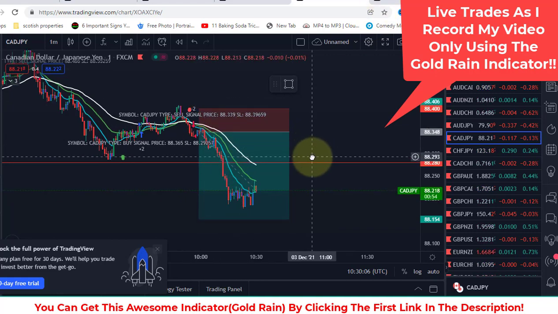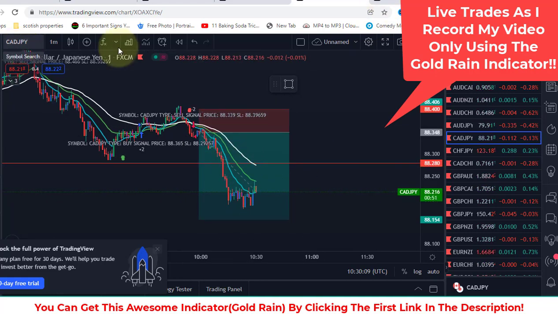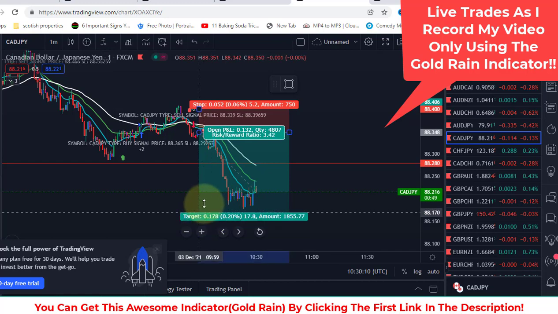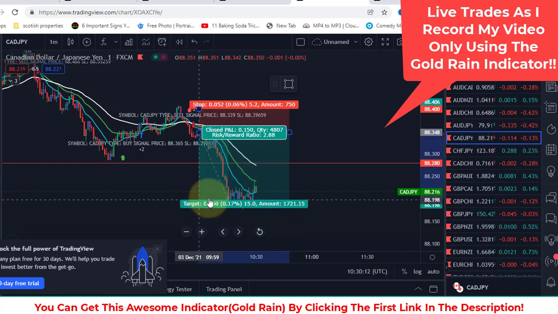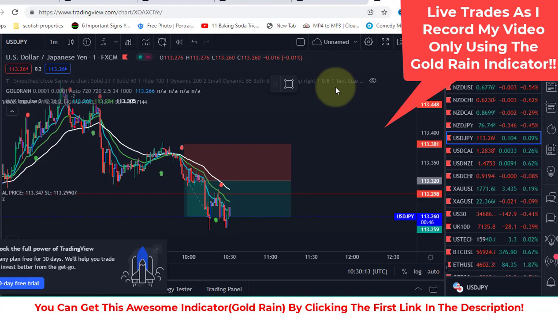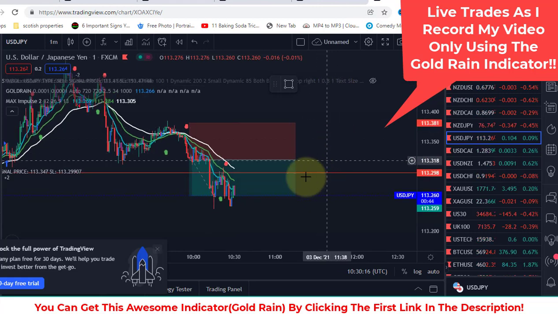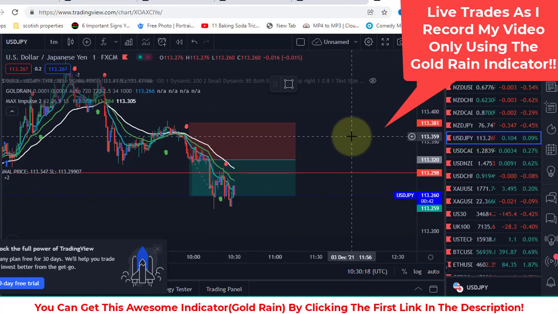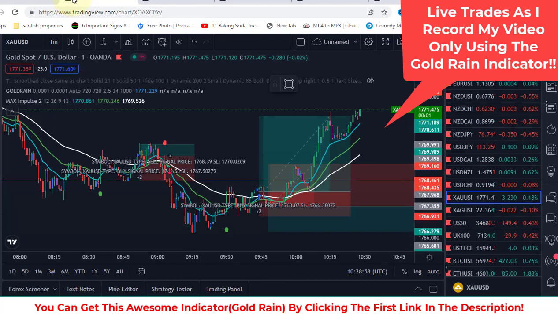Yeah, so we're in a good profit with CAD/JPY as well here. So how many pips? Almost 15 pips. And USD/JPY as well, 6 pips. So this is the way this indicator works.